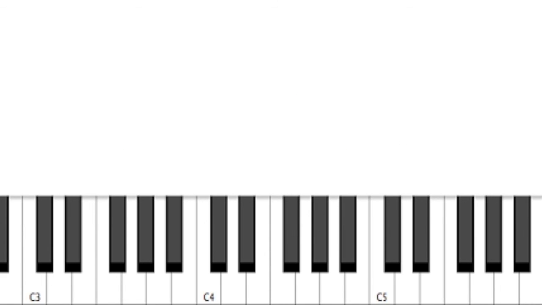Cool. And these are your note counts, or your note values, in sheet music. That's it.